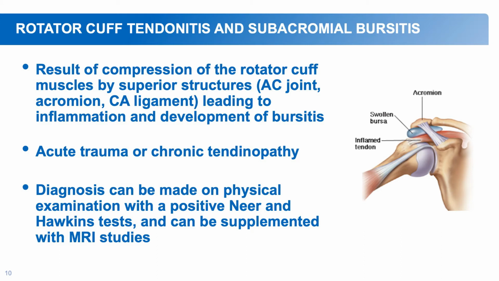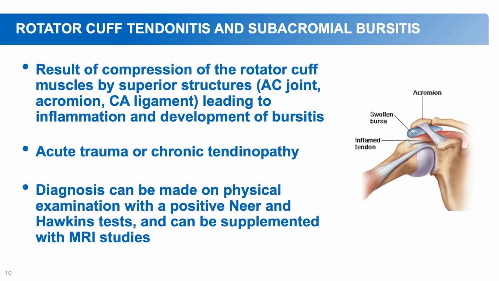So let's talk about some pathologies in rotator cuff tendonitis and subacromial bursitis. This is not associated with a rotator cuff tear, but is instead associated with a result of compression of the rotator cuff muscle by superior structures. These include the AC joint, the acromion, the CA ligament or coracoacromial ligament, which you can see in the picture to the right, which leads to inflammation and development of bursitis in the shoulder.